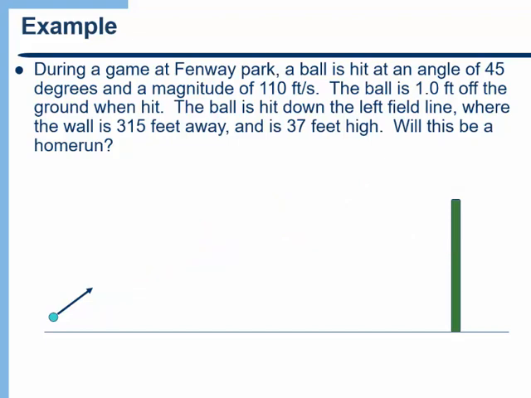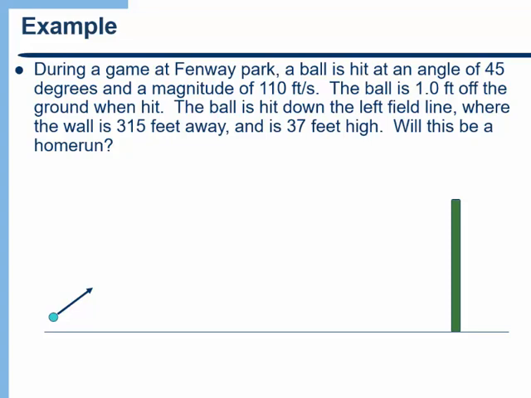Therefore, the physics question we're trying to answer is: when the ball has traveled such that it's in line with the wall, is it above the wall or below the top of the wall? That's the physics question we're trying to answer. So let's start laying out what we know and what we don't know.